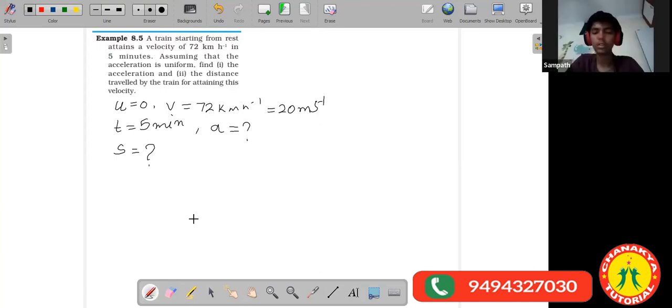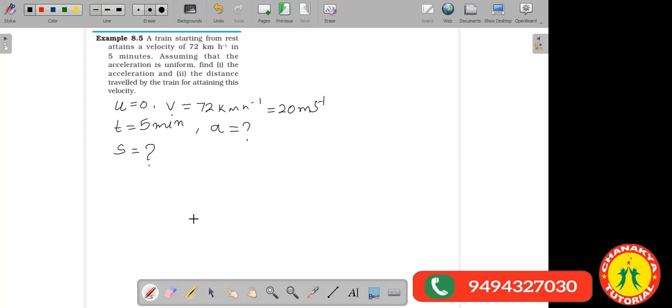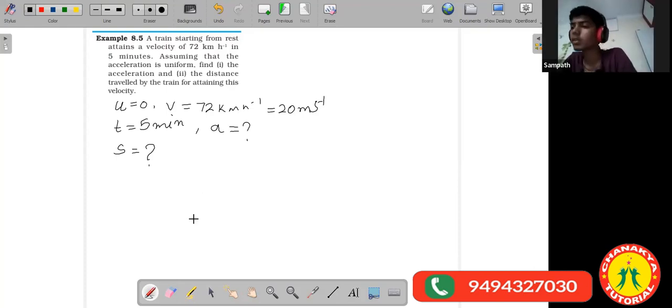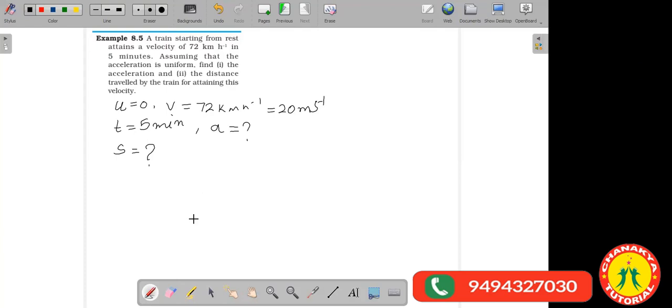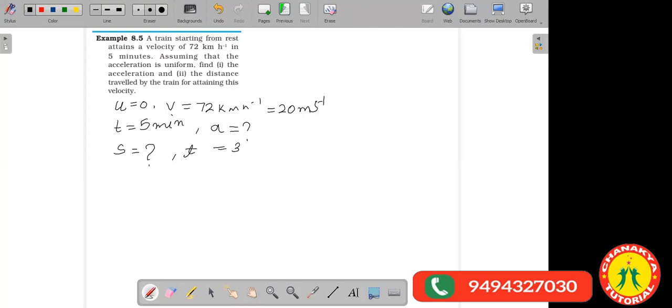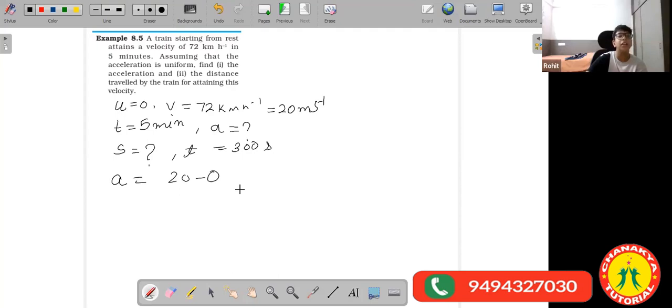And the acceleration also I got. And the time would be 300 seconds. Okay, so time is here 300 seconds. And we get acceleration here. So we can find out acceleration as v minus u by t. V is 20 minus 0. A will be 1 by 15 meters per second.